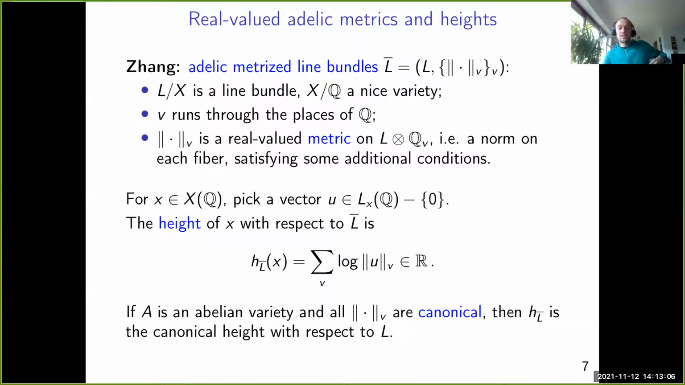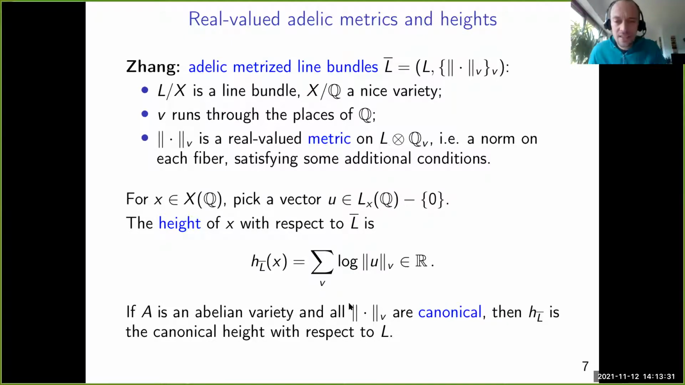Okay, and so the setting that we really care about is that of an abelian variety, where you put an extra condition on all of these metrics. Yeah, so they're called canonical, and I'll come back to that. But in that case, you actually recover the canonical height, the Néron-Tate height function with respect to L. And so that's what we want to do in the p-adic world.